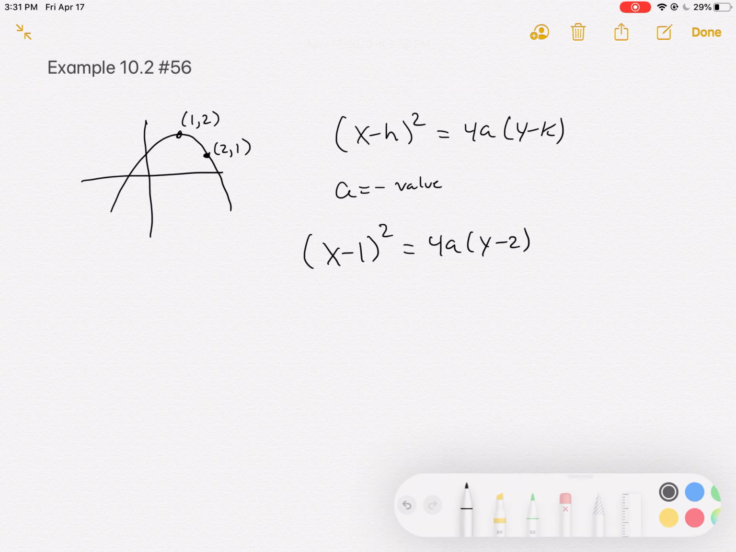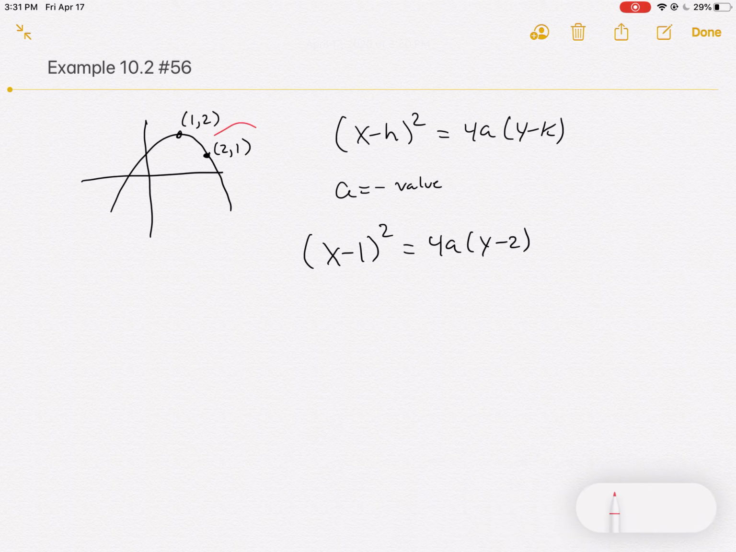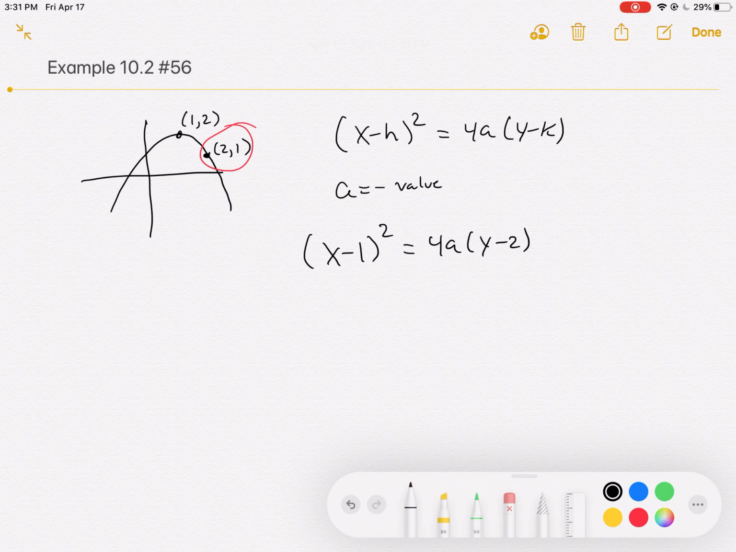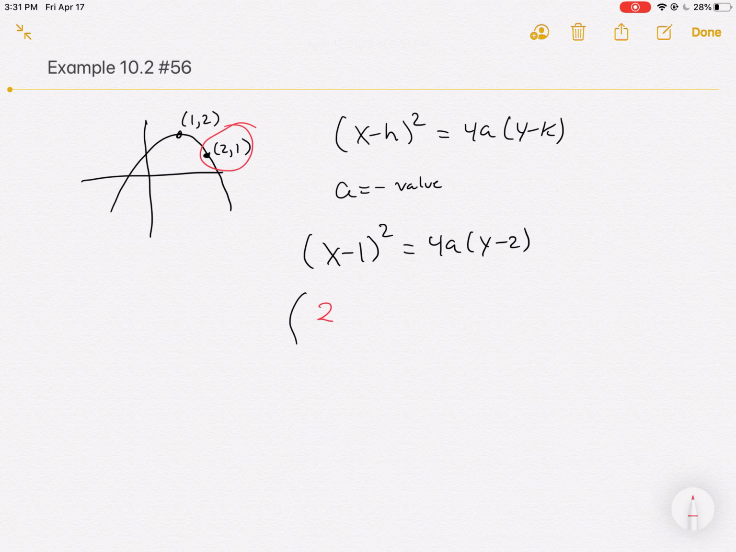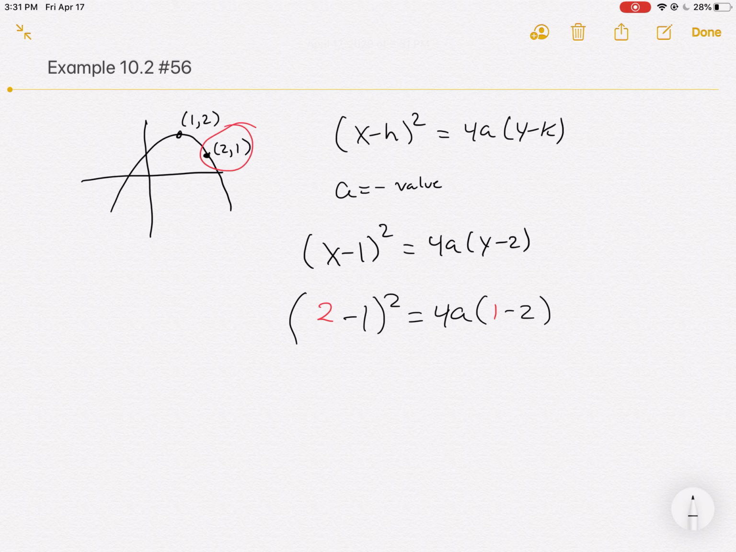So what are we going to do to find out what that number in front is? We're going to solve for a by plugging in the other point. So here's the other point, and let's go plug it in. It's going to be, and let me be very careful how you see this, (2 minus 1) squared is equal to 4a times, and the y coordinate that's there is 1, minus 2. So if that point is truly on the parabola, it can absolutely allow us to solve for what a is. So let's just go for it.